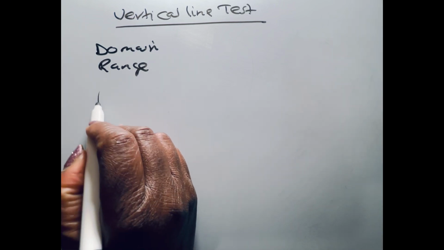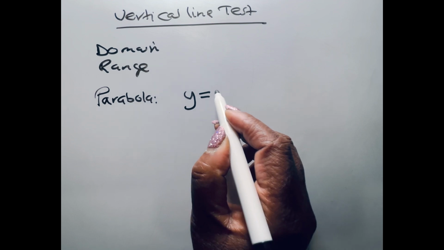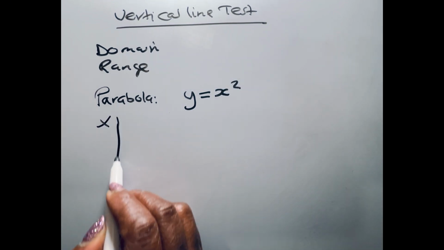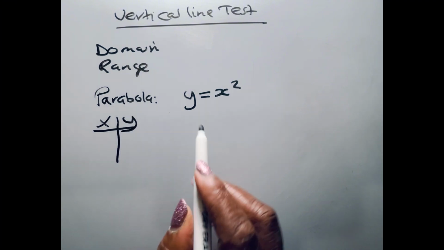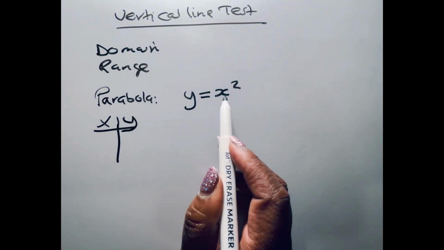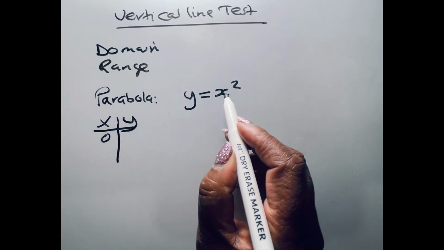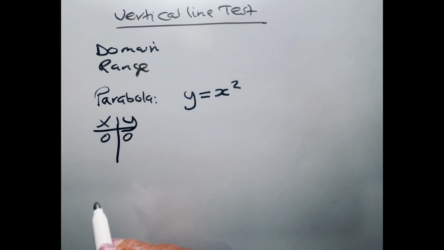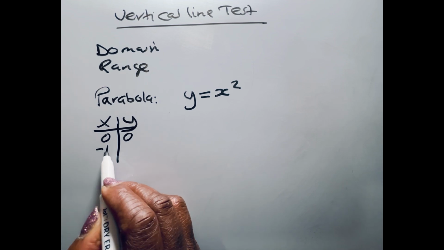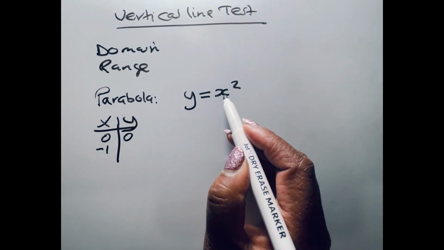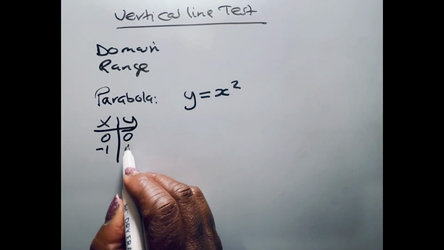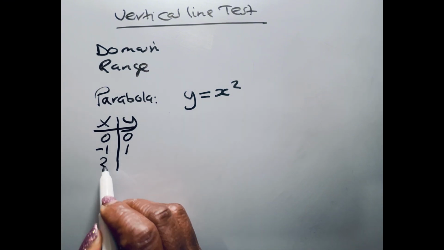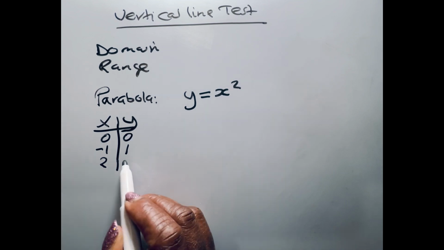Okay, our first example is a parabola, y is equal to x squared. So when we set up our table in order to draw this graph, let's suppose that our x is 0. If you plug it in, y is equal to 0 squared, so our y will be 0. If we make our x -1, then -1 squared will be 1. If we make our x 2, then 2 squared will be 4.